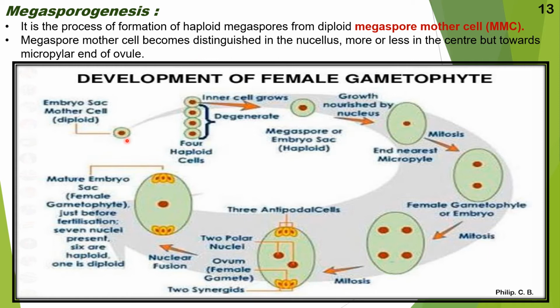Now once you understand the image, the further explanation of the development of the female gametophyte becomes self-explanatory, or easier to understand.